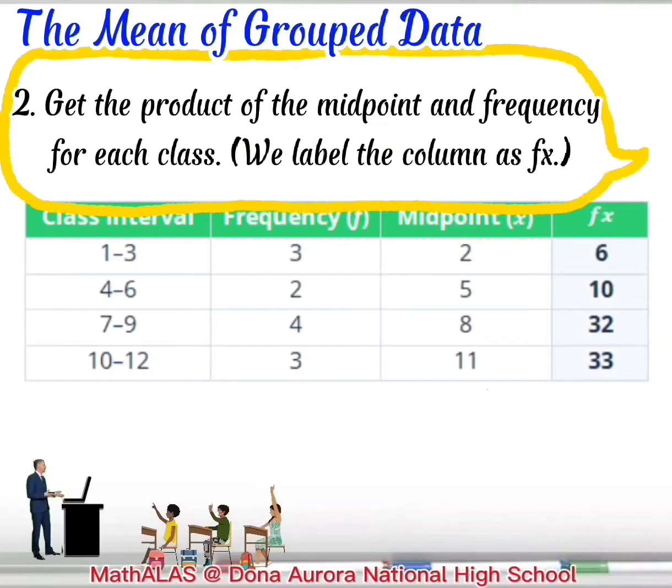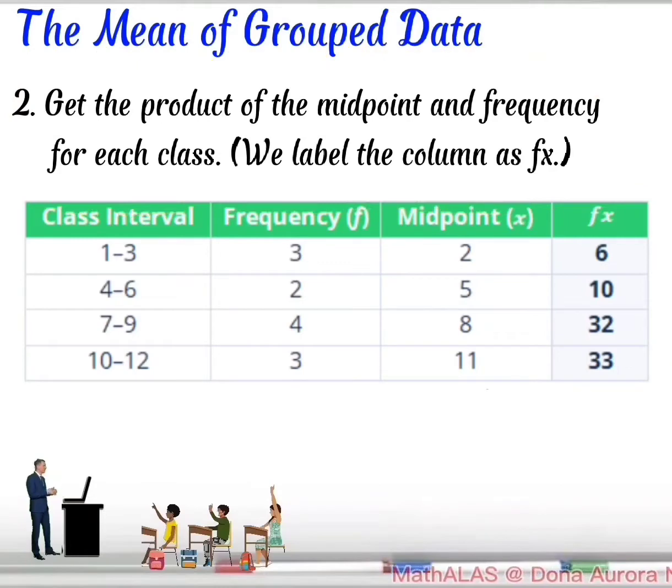Step 2. Get the product of the midpoint and the frequency of each class. That is, 3 times 2 equals 6. 2 times 5 equals 10. 4 times 8 equals 32. And 3 times 11 equals 33.